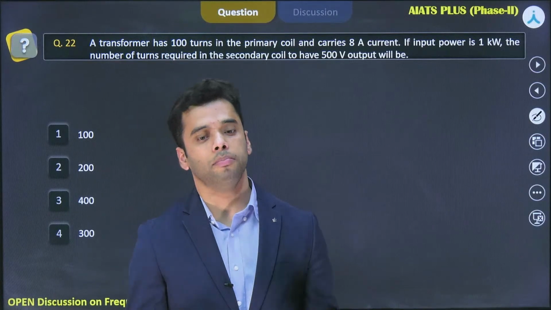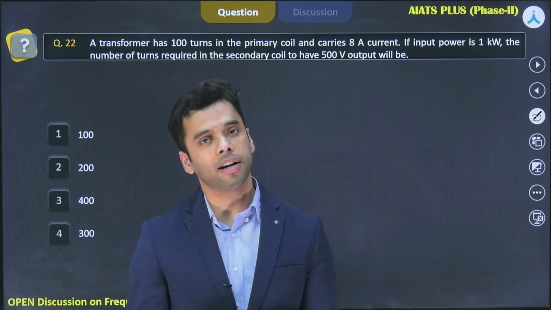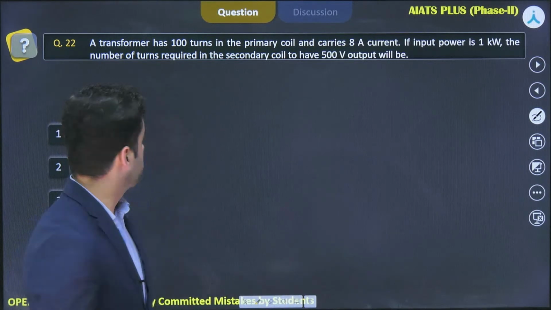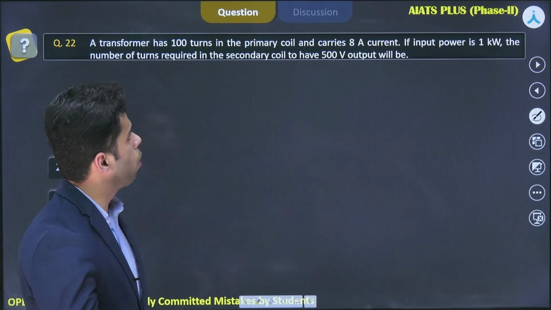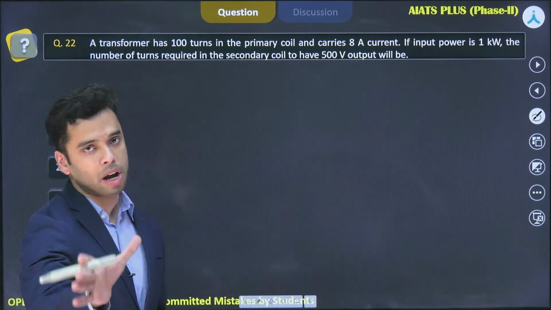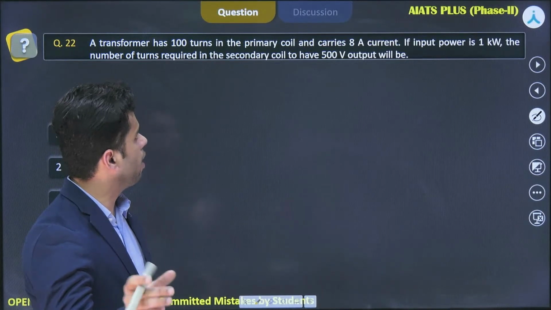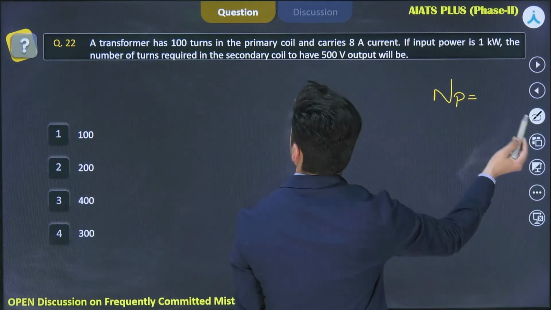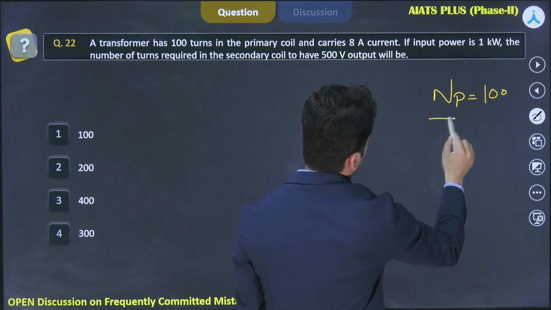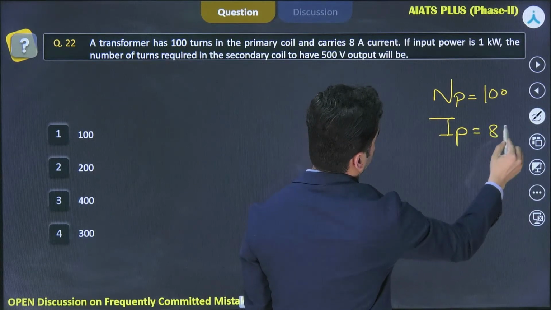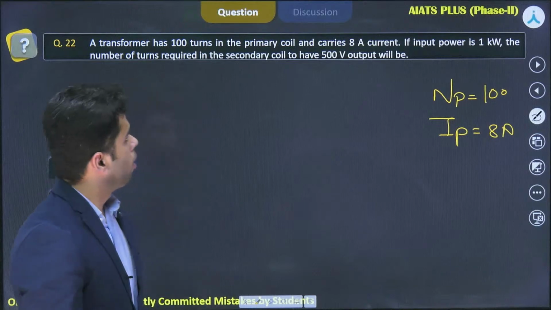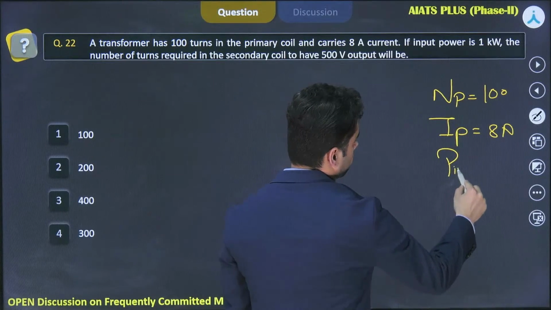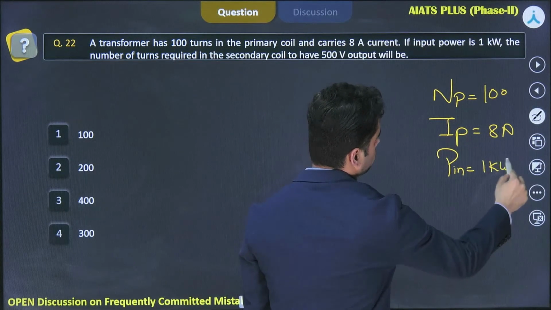to another problem. Again, based on the chapter of alternating current, and this time you have transformers. It says, problem 22 of the original chapter, that a transformer has 100 turns in the primary coil and carries 8 ampere current. So for the primary coil, you have 100 turns and 8 ampere current. If I try to put the data, the number of turns in primary is given as 100, and the primary current is 8 ampere. If the input power is 1 kilowatt, I have been given the input power also, P input, equal to 1 kilowatt.